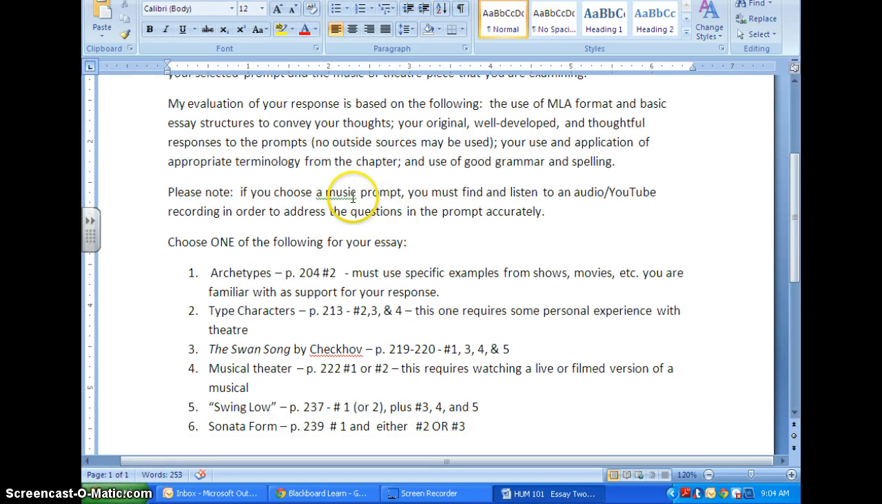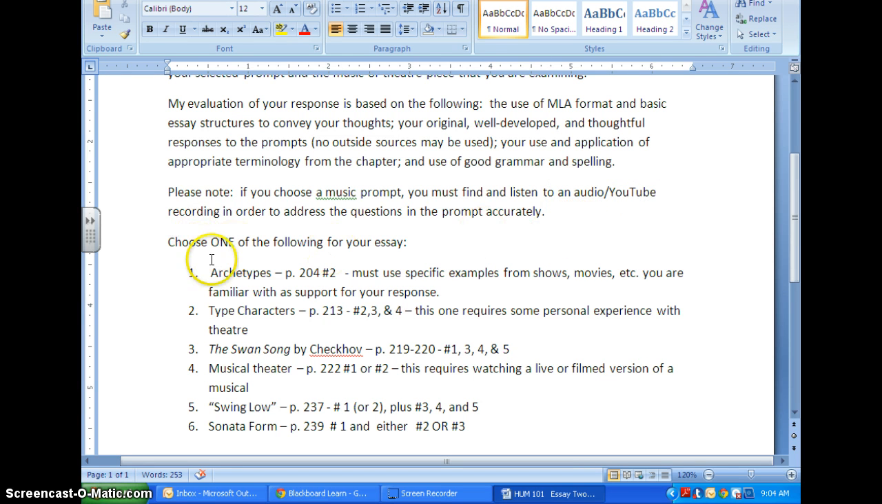All those things weigh in to your grade. Now, if you're doing a music prompt, obviously you have to be able to listen to it in order to address the questions. So all of them should be available to you through YouTube, and you want a quality performance. You always have more than one option, and I'm pretty sure everything they talk about in here there's a YouTube option for, but you have to at least listen to it.